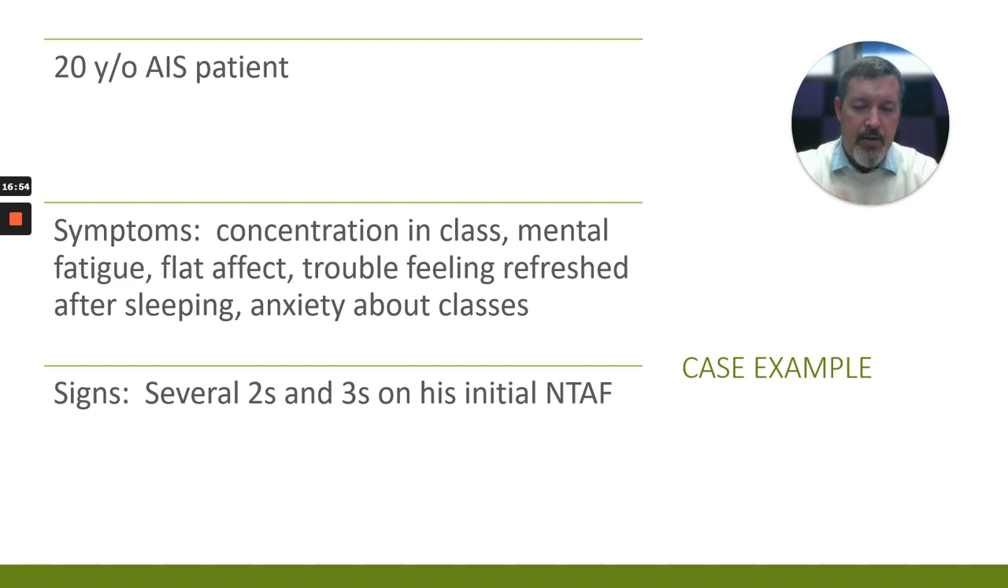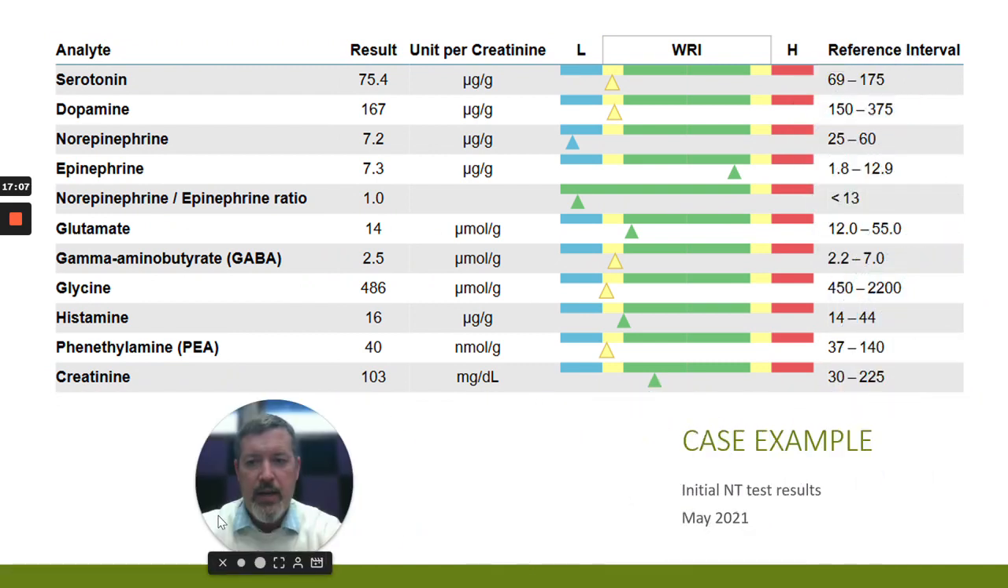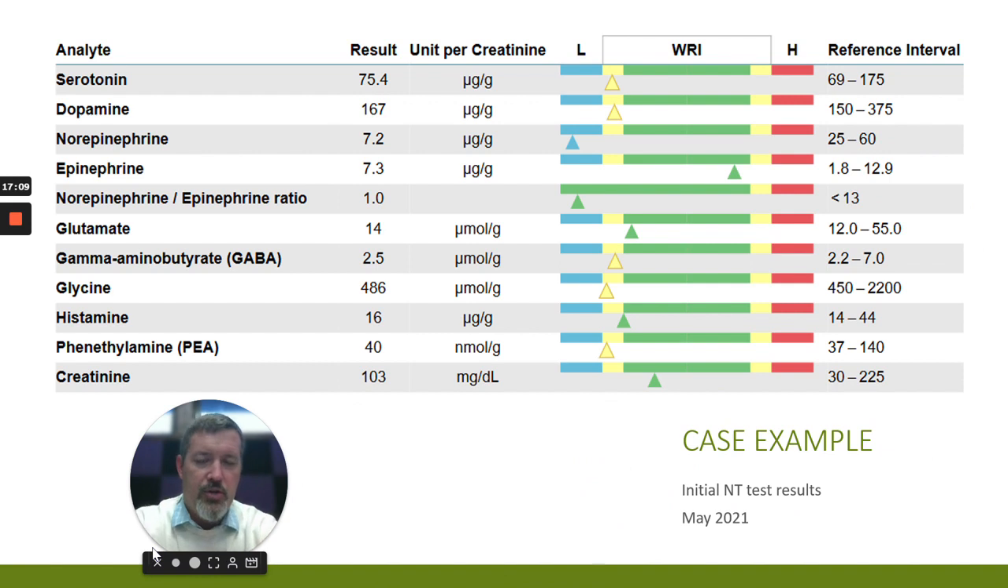Just like we have everybody do, he filled out that neurotransmitter assessment form, and lo and behold, we had a whole bunch of 2s and 3s on that form. That was his initial test report. You can see all the values here, really low serotonin level, pretty much really low everything if you're looking at it in a general sense. So we had a lot of work to do on his initial neurotransmitter study.